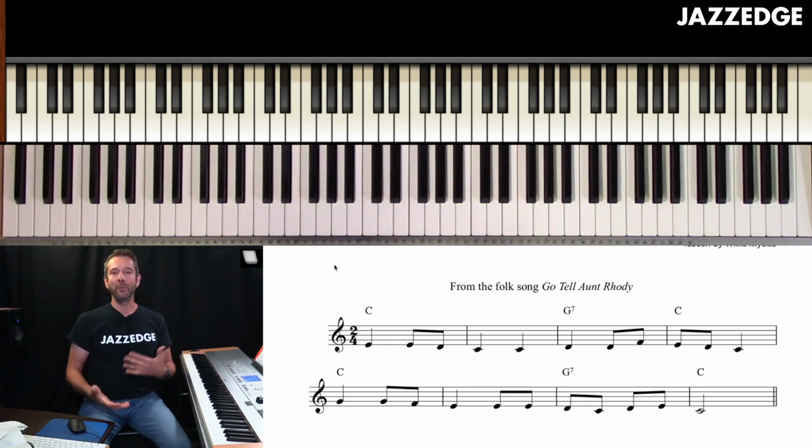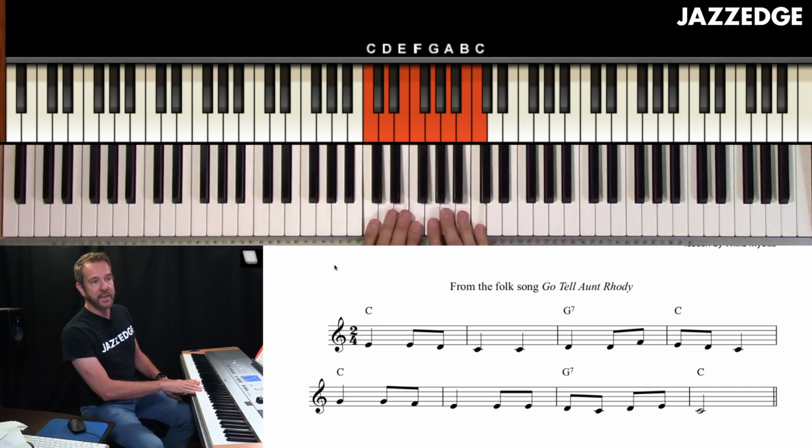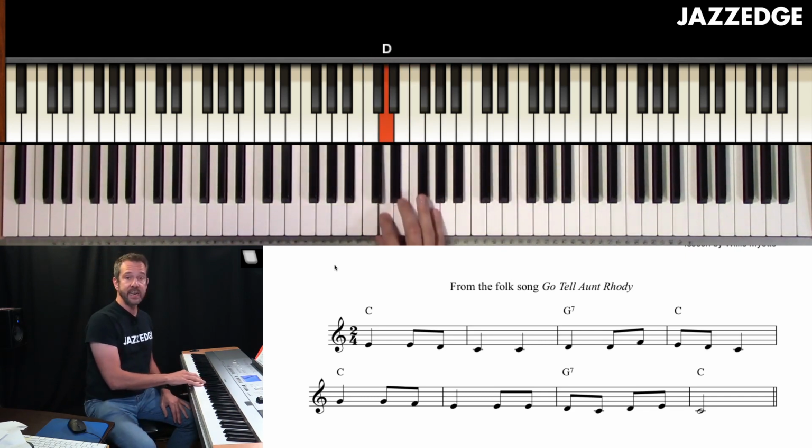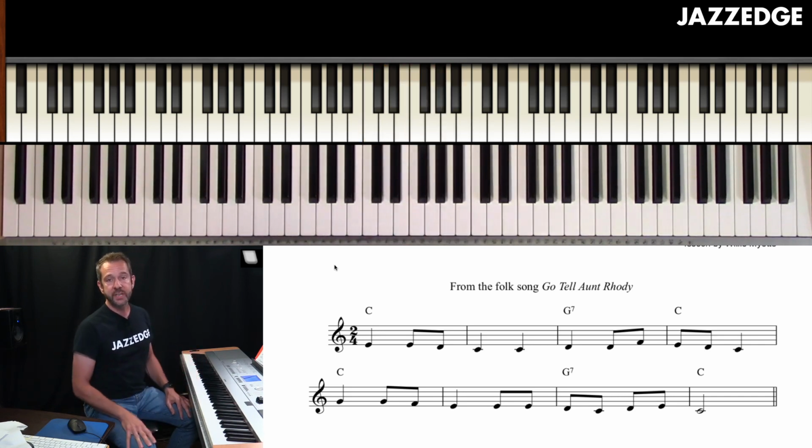But now what about when we want to fill this out a little bit more? Well, this is where we could start to add in dominant motion. First of all, let's talk about what is dominant motion. So here I am, I'm in the key of C, I'm thinking about my C major scale, right? So C, D, E, F, G, A, B, C, right? So all white notes, C major scale.